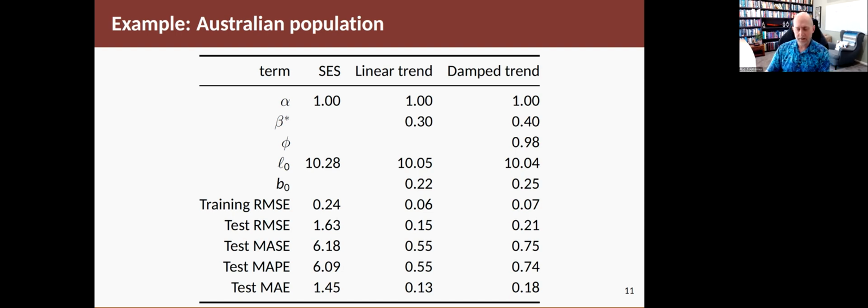Okay, so that's the idea of how you introduce trend into these models. We'll also introduce seasonality and some other variations on them in the future sections.